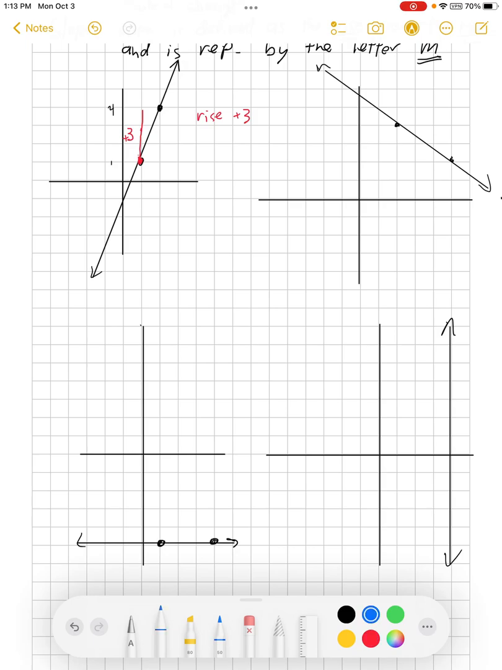Our run is going to be moving in the other direction. We go up and over. We run positive 1 because we only moved over 1 square. Keep in mind we want to keep to the grids. So then to write our slope, we want our rise. Oops, I wrote the wrong word, didn't I?